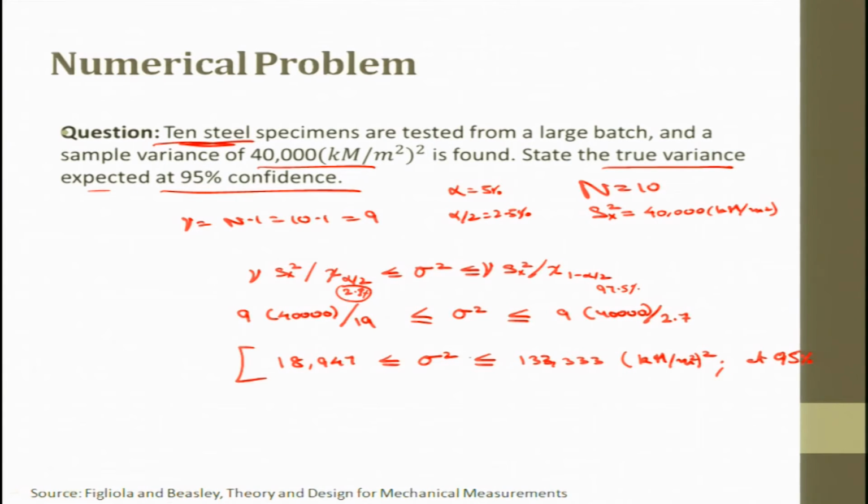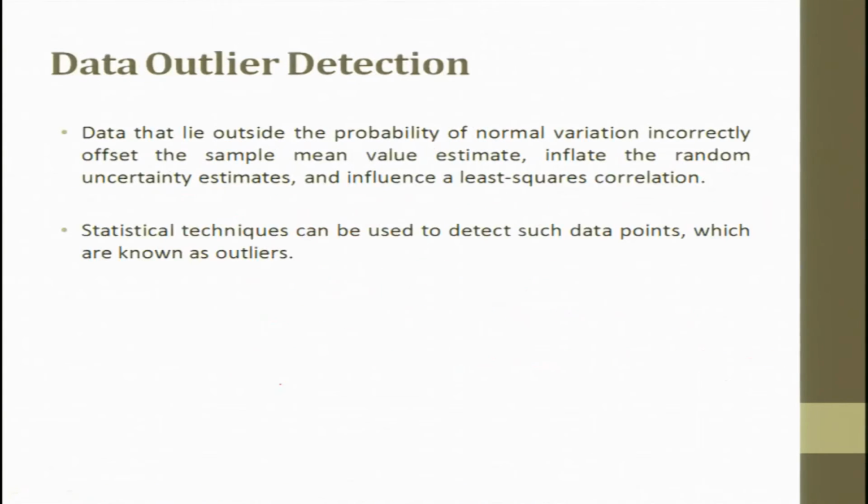So this is the way to find the precision interval for our variance if it is required. Next and the last part in this presentation is data outlier detection.